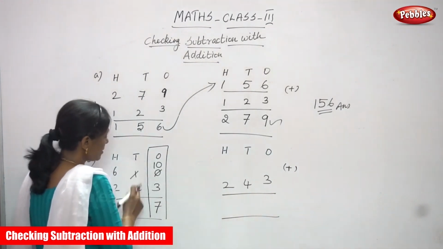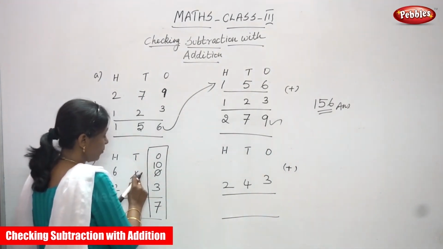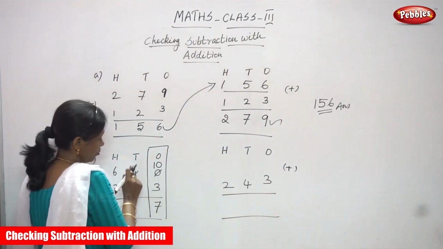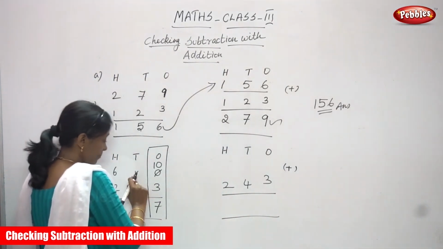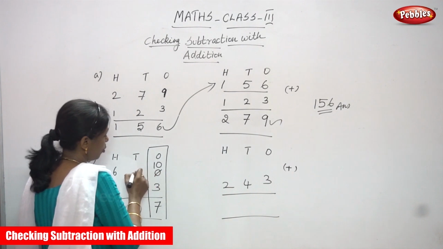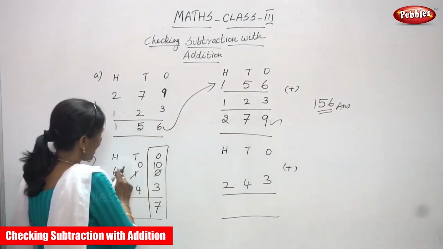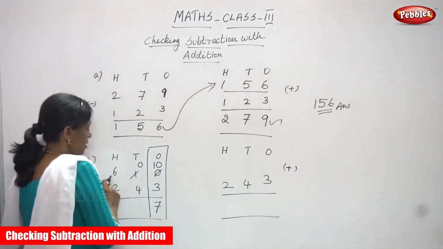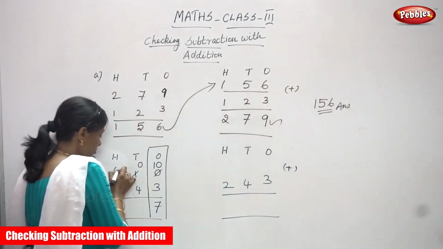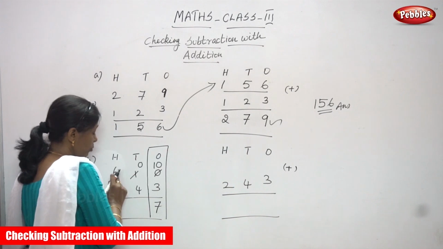So what is the number in the tens place? 1, because I have borrowed 1 ten from this 110. So it becomes 0. So 0 is not enough to subtract, so I have to borrow from the hundreds place. I have to borrow from 100.